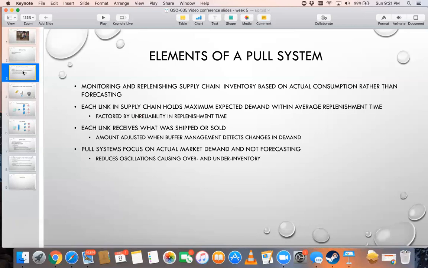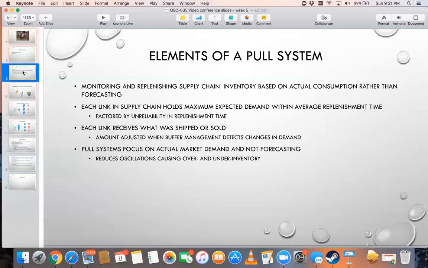Does that make sense? There's a little bit of a distinction between how we do a buffer stock in a lean or pull system and a safety stock in a push system. I tend to use the words interchangeably. Sometimes I'll say safety stock and buffer stock, but just remember that safety stocks usually refer to a push, buffer stocks usually refer to a pull situation.